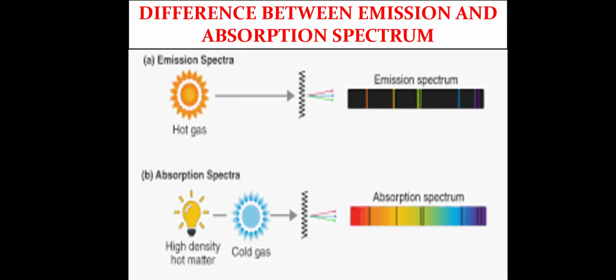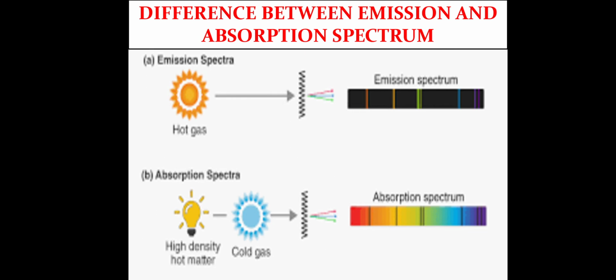Here once again a picture representation of emission and absorption spectrum is shown. In emission spectrum you can see a hot gas. Hot gas will emit certain radiations and then those radiations are seen through the spectrometer and you will be getting colored lines which are separated by dark spaces.